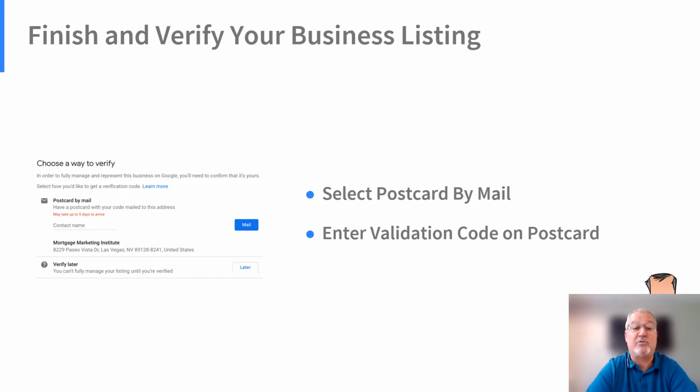mail at that address, you can validate that location as your place of business for the purposes of your Google My Business account. So that's important. They're going to send that to you, so you need to have that physical address. It has the code on it. You go back and enter that validation code that is on that postcard.